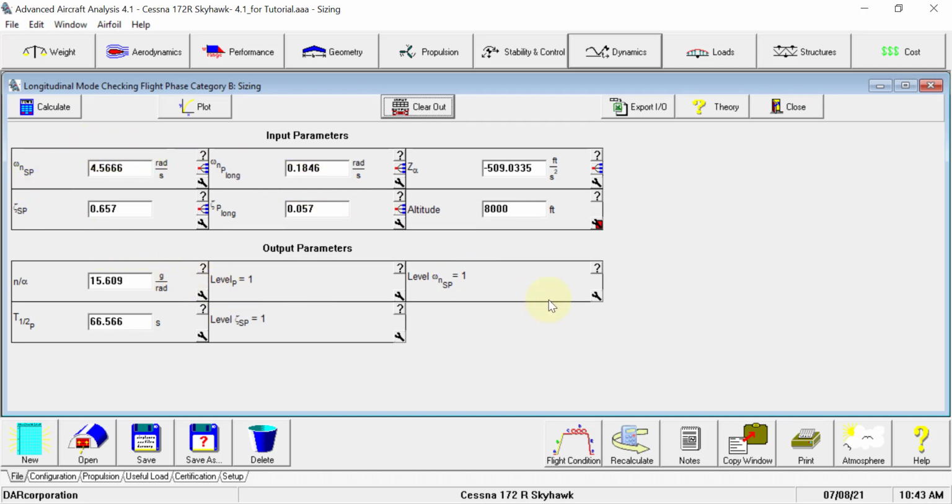Then you see here the input is basically the natural frequency and the damping for both the short period and the phugoid, and also the vertical acceleration by a change of angle of attack. Then if you hit calculate, you can see here there's basically a calculation in the steady state normal acceleration. There's a time to halve the amplitude for the phugoid, and you can see some levels here. And these levels are all explained in the theory.